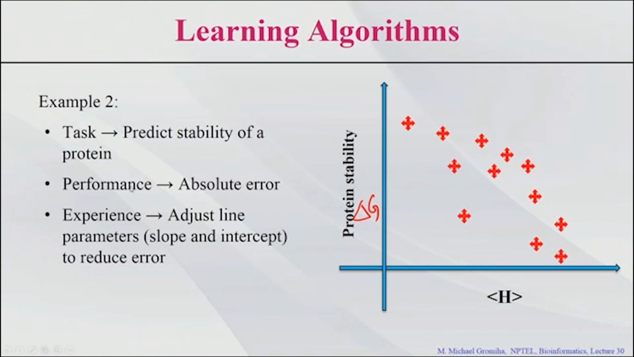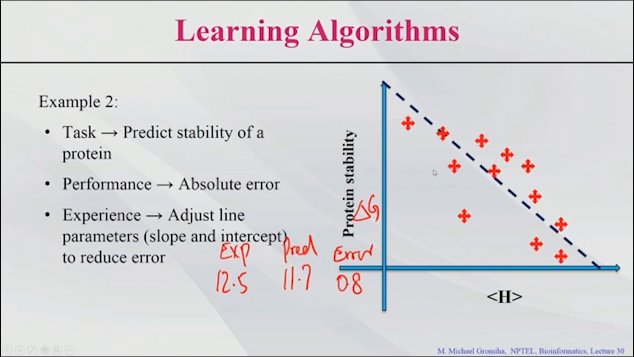How do we check the performance? Take the absolute error. For example, if the actual value is 12.5 and the predicted one is 11.7, what is the error? 0.8. This is the experimental value, this is the predicted value, and this is the error. Now, how to reduce the error? For example, if I put a line here, what is the average error? Here is the difference, here is the difference; see all the differences from this line and take the average, and you will get a number.